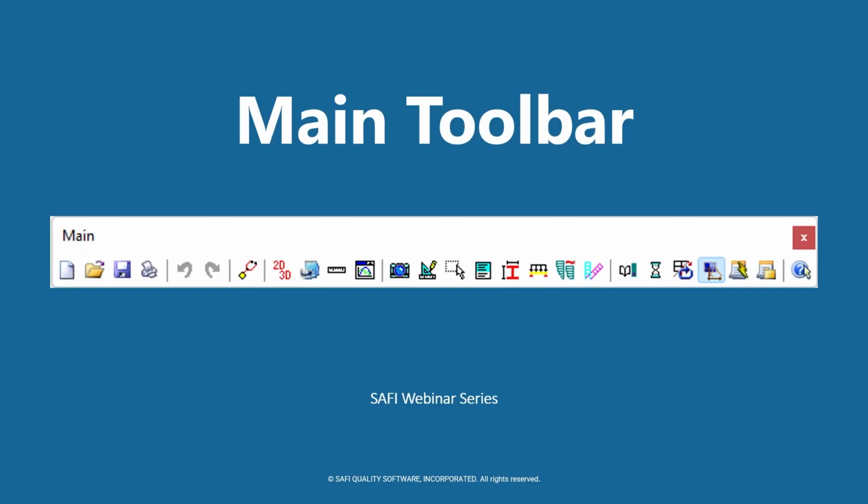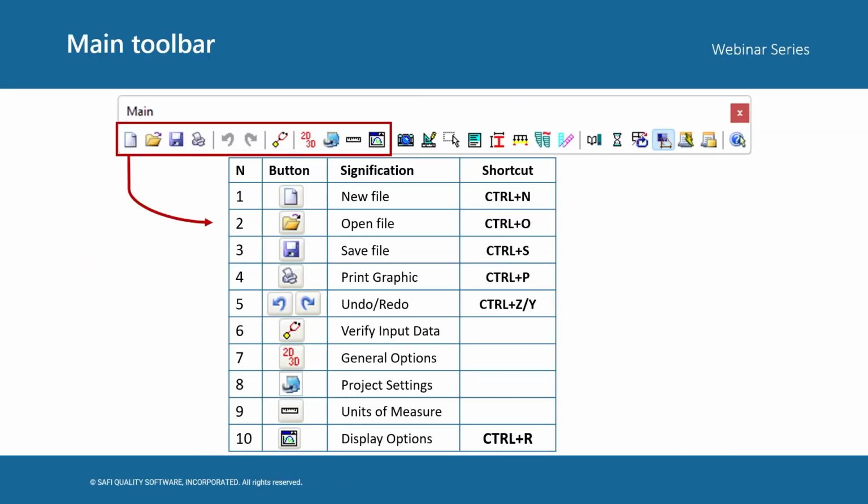In this video, we are going to have an overview of the main toolbar. On the main toolbar, we find a group of buttons that allow the user to do many operations, change the settings of the application, and also hide or view other toolbars. Now on the left-hand side, we find the buttons that allow you to create a new file, open an existing file, save the current file, print any graphics, and also we find the undo and redo buttons.